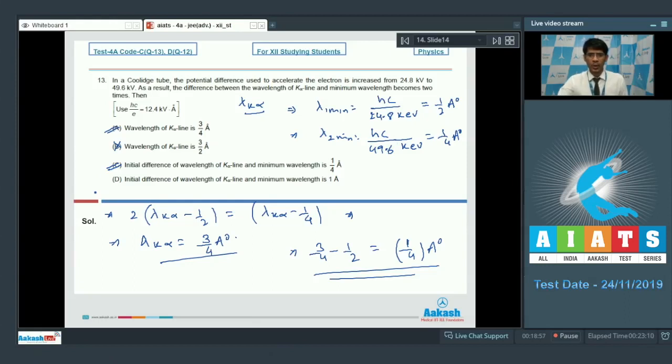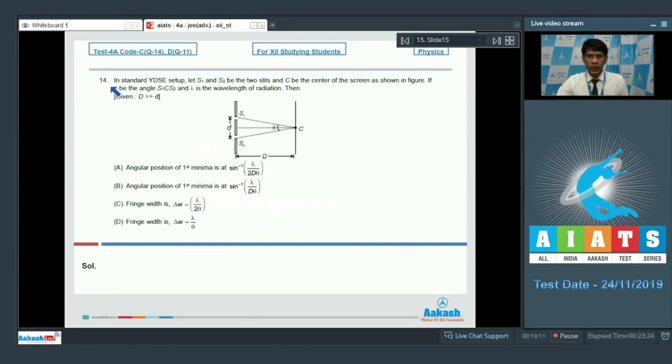Now we shall proceed to question number 14. Here in question number 14, in standard Young's double slit experiment setup, S1 and S2 are the 2 slits and C is the center of the screen as shown in the figure. If theta is the angle S1 C S2, and lambda is the wavelength of radiation, then we need to find out how exactly the angular position of first minima and the fringe width will depend upon the variables given here.